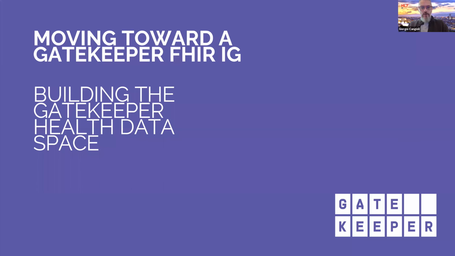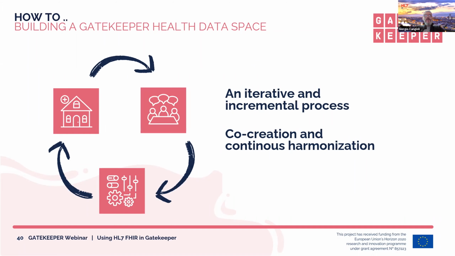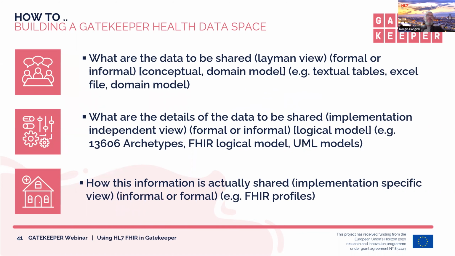So, how are we going to build this IG for supporting the Gatekeeper health space? The idea is to follow an iterative incremental process. That means trying to get the information that is available, trying to formalize it, and by involving the people, with a co-creation approach, proceeding with continued normalization and adding progressively new types of data to the guide. We need to consider three levels.